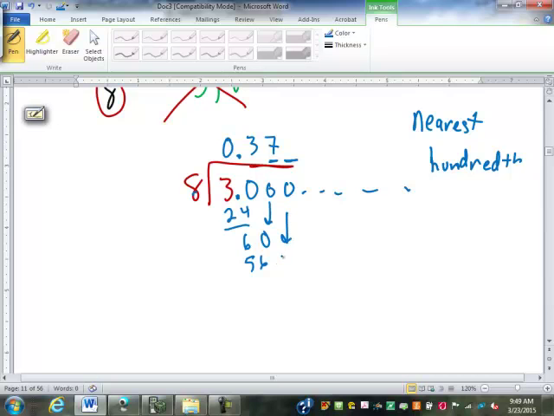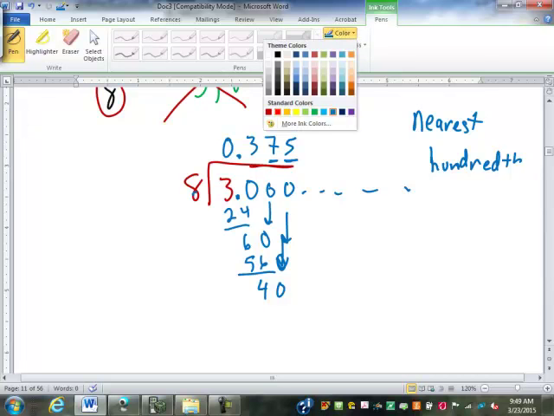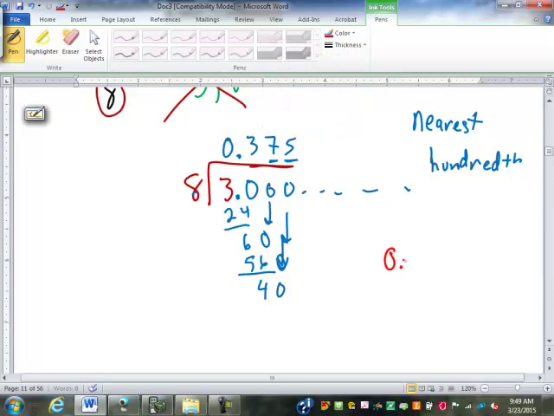So we bring down one more 0. We subtract to get 4. We bring down one more 0. 8 goes into 40 5 times. Well, this one actually ends at that digit, but that 5 is telling us this rounds up to 0.38 if we're going just to the nearest hundredth.